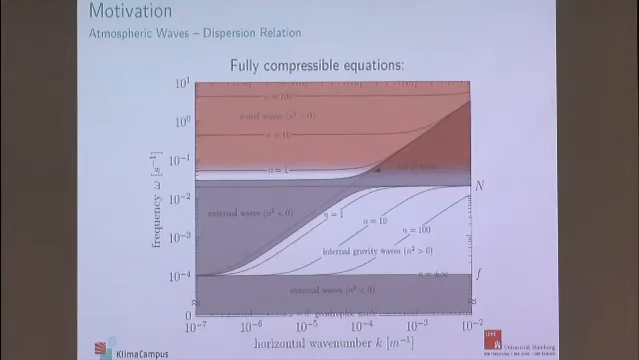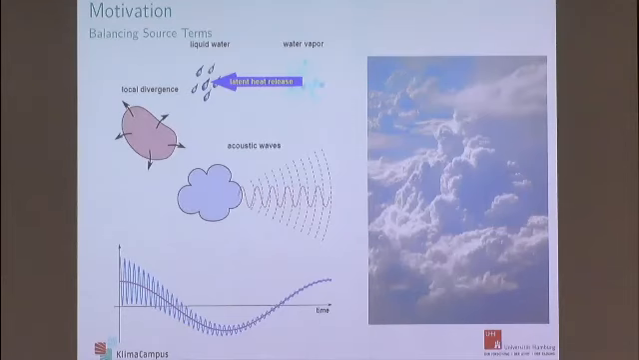At the same time, we would like to consider source terms. So we have balances, for example, for cloud formation and the release of latent heat. This introduces some small local divergence and the sending out of acoustic waves. We are not interested in the acoustic waves, but we are interested in the underlying balance. And that should also be reproduced on a more local scale by the scheme. So this is the motivation of the scheme.